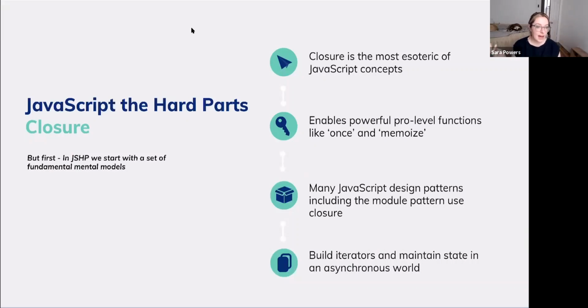A lot of JavaScript design patterns use Clojure. So the module pattern, NPM, if you're familiar with downloading libraries and packages in Node, all of that structure is built off of Clojure. It also allows us to build iterators and maintain state in an asynchronous world. Asynchronous JavaScript is how we have the modern internet the way we experience it now, and it wouldn't be possible without Clojure. So this is what we're diving into today.